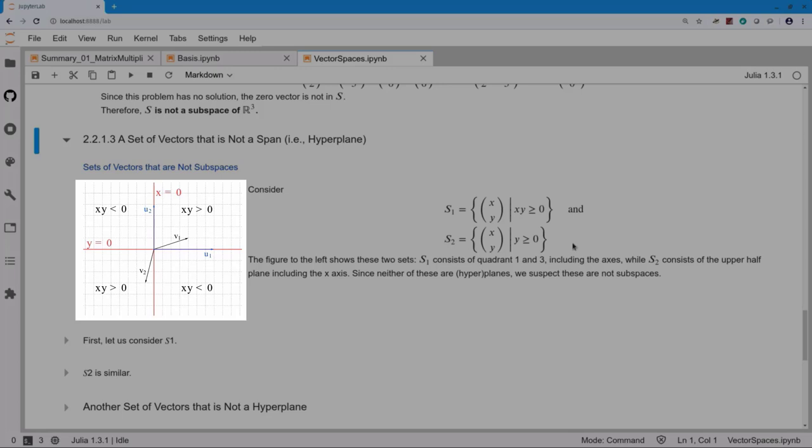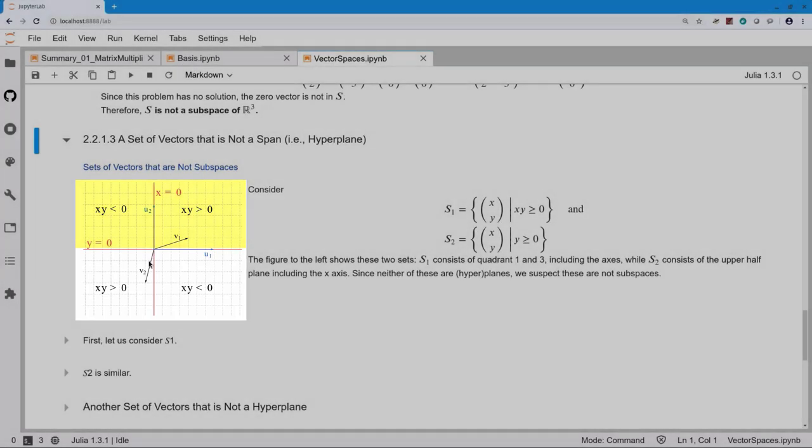For S2, it's the y value that can't be negative. Well, the y value is negative down below the x-axis, so S2 is anything above the x-axis, and since I allowed equality, the x-axis is also included in S2. So S2 is the upper half plane together with the x-axis.